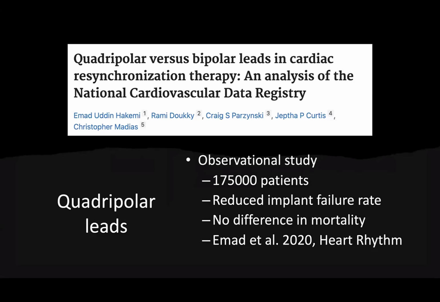Assuming that you were able to complete this, and of course, this is a registry, so it wasn't intention to treat, but as delivered, there was no difference in mortality. What that means is that patients who were successfully implanted with a bipolar device, which were fewer in percent than those who were successfully implanted with a quadrupolar device, didn't have a difference in mortality because the bipolar lead implant was successful. The advantage, of course, is in the group of patients in whom bipolar lead placement was not possible, but a quadrupolar lead placement was. It's important to note that quadrupolar leads are slightly bigger than bipolar leads, and in some instances, the veins into which they're supposed to be placed are too small.